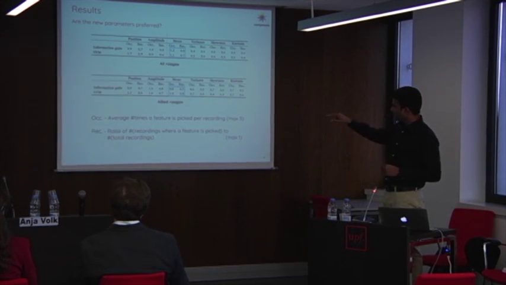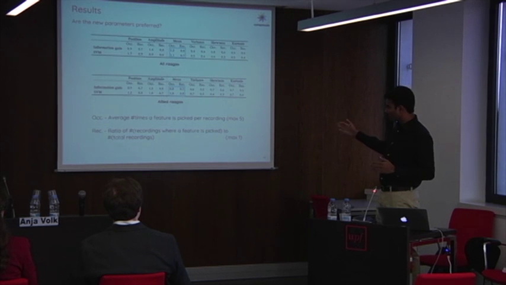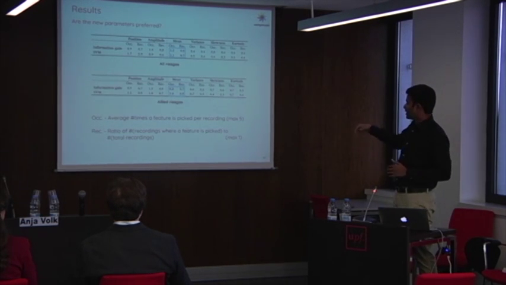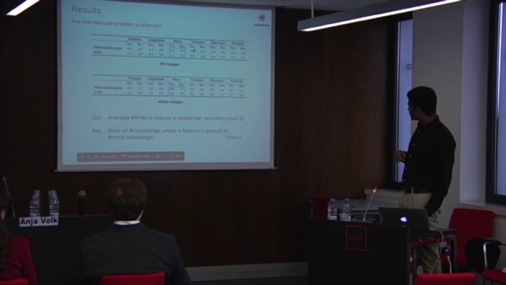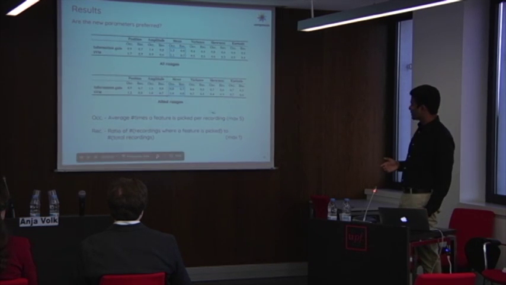So these are the result tables. In this table, the OCC refers to the average number of times a feature is picked per recording. Since we picked five features out of 216 in every run, this should be a maximum of 5. And the REC is the ratio of recordings where a feature is picked to the total number of recordings. So the maximum should be 1. Going by that, these features are decently picked. I mean, there are at least 40% of the cases where most of these features are picked. However, position and amplitude, which are from the previous state of the art, are the most preferred ones. Besides them, the mean is something that's as preferred as the old parameters.